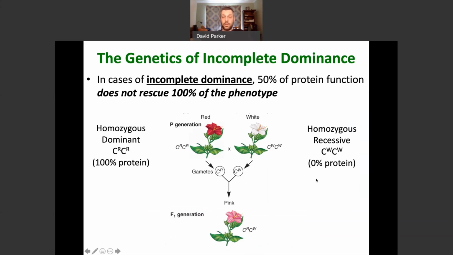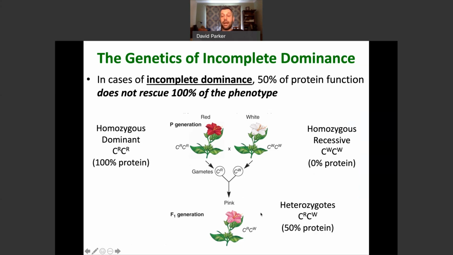homozygous situation. The red flowers are homozygous for the dominant gene, which is 100% of the protein, CR, red. In this case, you have a homozygous recessive situation, CW. This contains 0% of the protein, in other words, a red pigment. Therefore, the flower is white. Now, if you cross these two together, the gametes are obviously just CR for this one and CW for this one. And when these combine, they give you a CR-CW plant in the F1 generation, it's pink.